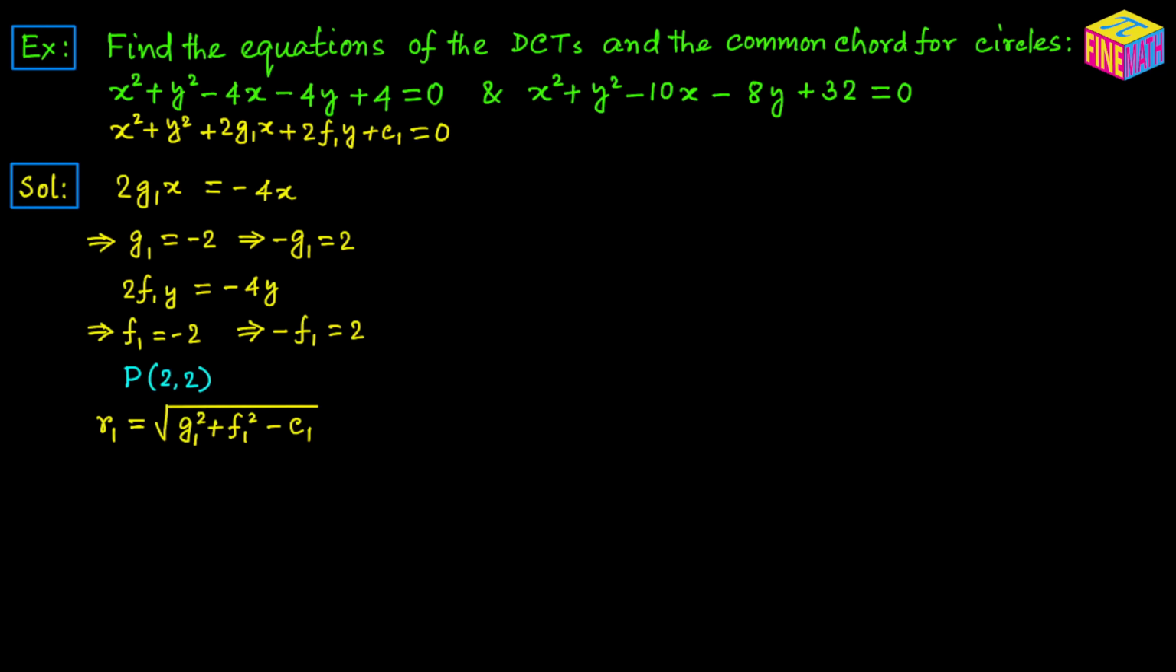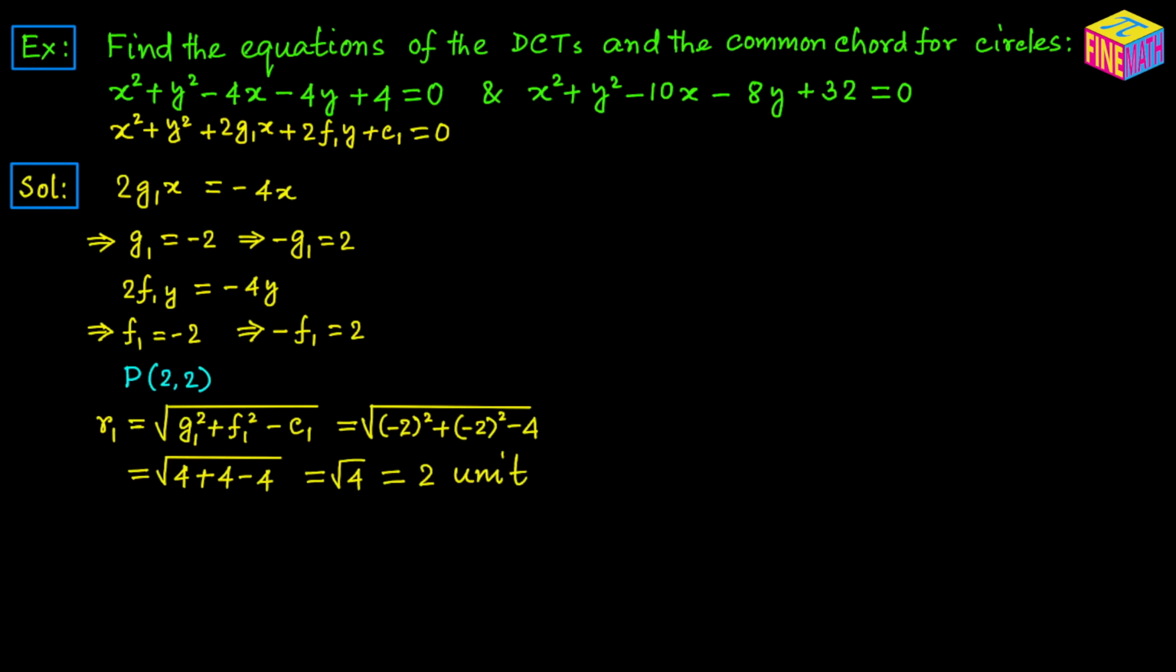And what would be the radius of the first circle? Well, let's assume it is r sub 1, and that will be equal to square root of g sub 1 squared plus f sub 1 squared minus c sub 1. And now let's plug in the values of g sub 1, f sub 1 and c sub 1, and the radius turns out to be 2 units.